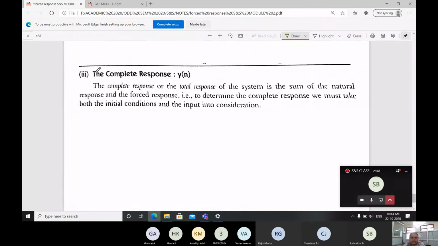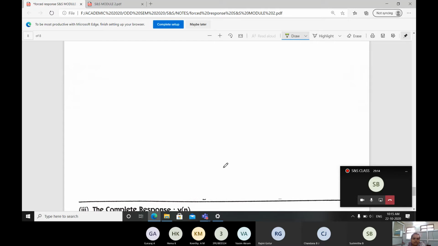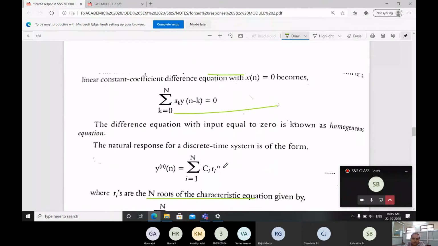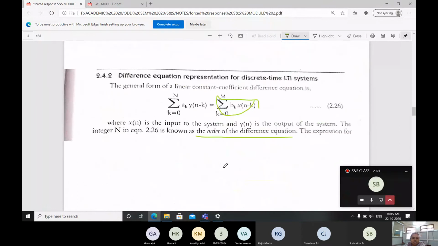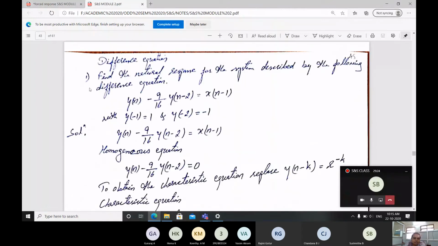Next, about the complete response: the complete response, or the total response of the system, is the sum of the natural response and the forced response. That is, to determine the complete response, we have to take the initial conditions and also the input into consideration. This is about the three parameters we are going to learn in the solution of the difference equation. Now we will solve the problems.